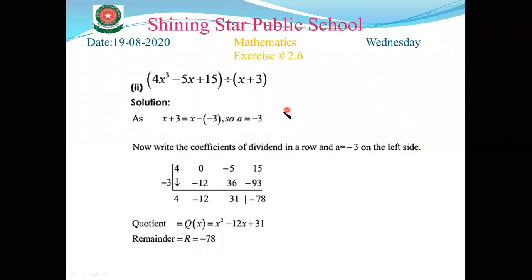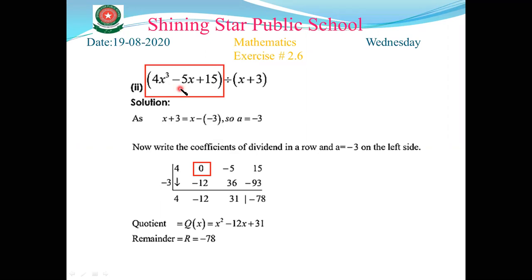Let's start the second part. Now again, here is x plus 3. So when we write x plus 3 is equal to 0, it will give you x equal to minus 3. So it means we have to solve with the minus 3. Now how do we write these coefficients? First of all, 4. Now why do we write 0 here? Because in this question, we don't have the term of x square.